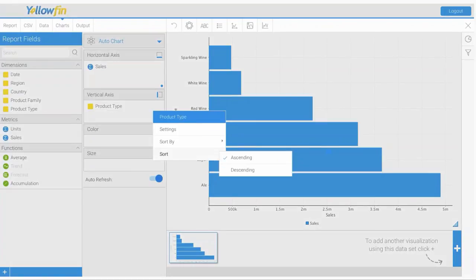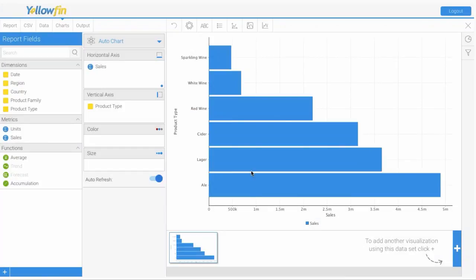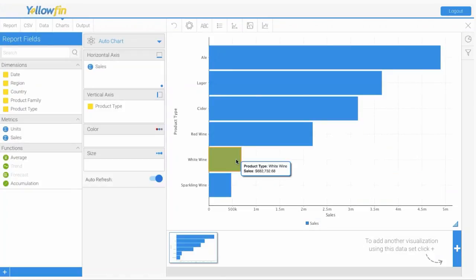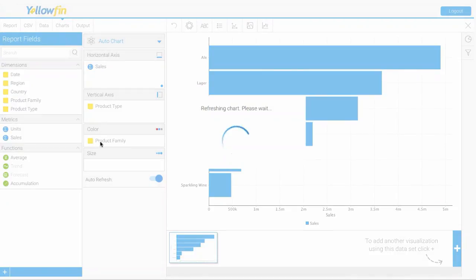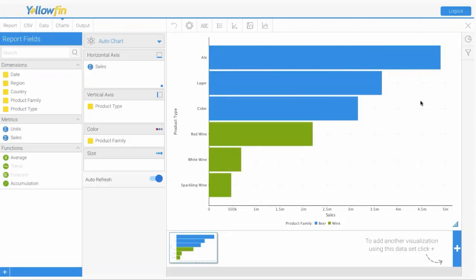So this is going to actually give it to us ascending. Let's just look at this by descending. And now I can clearly see that ale is my biggest seller. In fact, my top 3 sellers look like they're beers, and the bottom 3 sellers look like they're wines. So look, we can investigate this further, see if this is true. If we take our product family and put that under color, yes, we can now see that clearly the top 3 are all beers, the bottom 3 are wines.